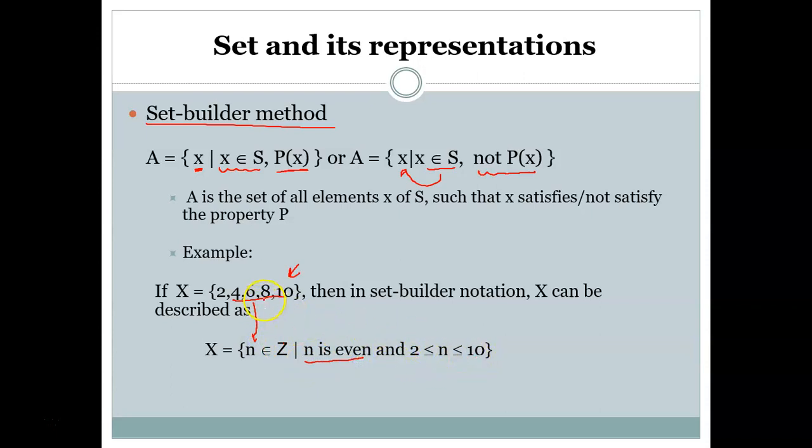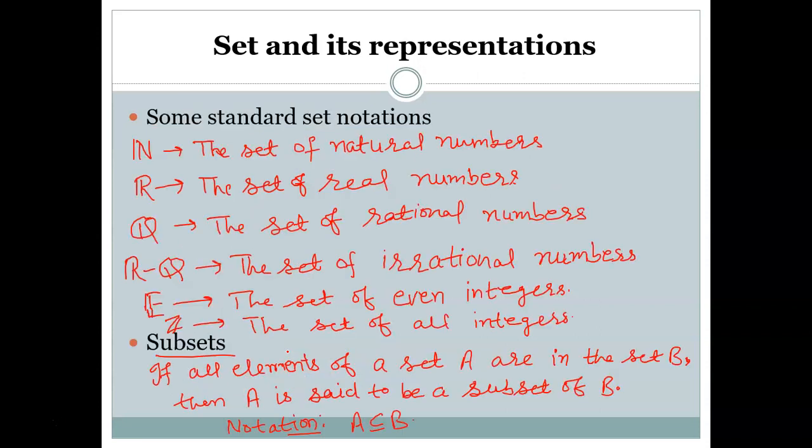In the set you have all the even integers which lie between 2 and 10. You can also have another representation for the same set: instead of integer, you can write it consists of the set of natural numbers, and this is the same, right? So these are the two representations in set builder method for the same set.